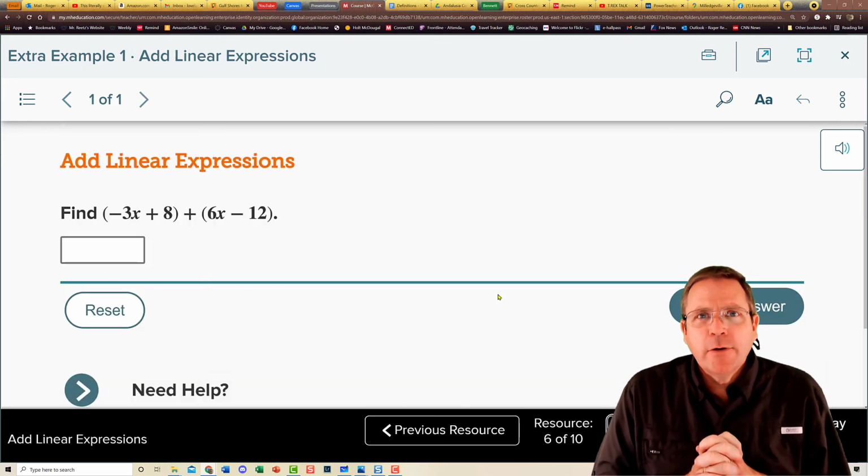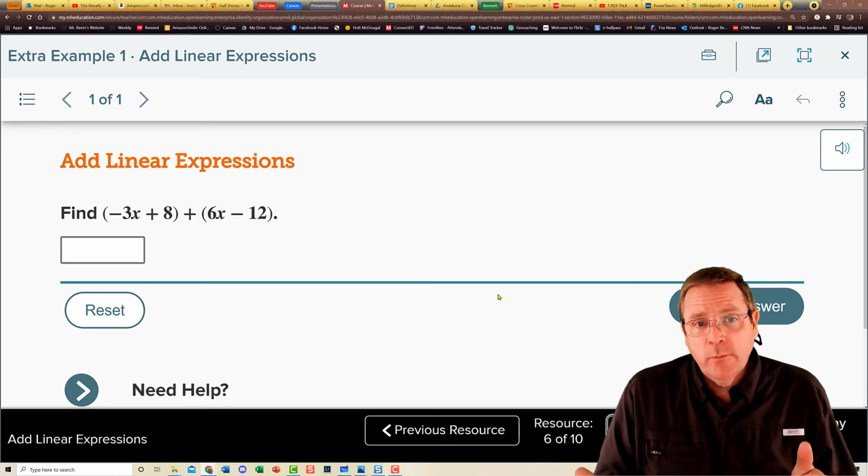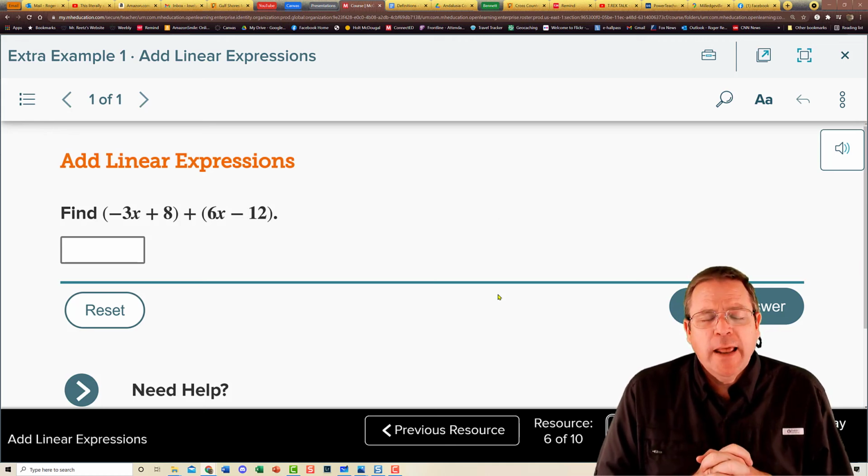Alright students, now it's your time. Pause the video. You can use algebra tiles if you want, but if it was me, I'm just saying let's not even bother with algebra tiles. You go straight to using columns to solve this problem.